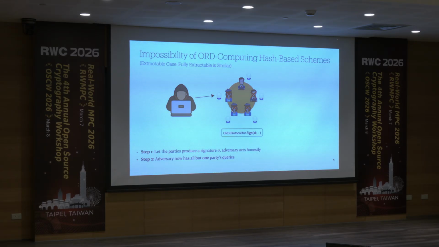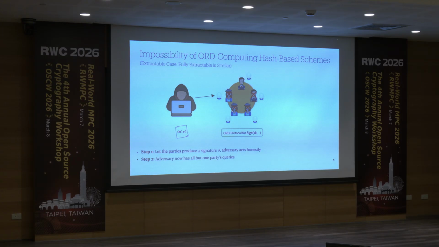We show an attack against this, which is an oracle respecting protocol for signing any hash-based signature scheme which is extractable, and the attack is as follows. So the parties produce a signature, you allow one iteration to pass, and it's in the all-but-one corruption setting, so the adversary has corrupted all but one party, and now the adversary gains access to all these queries that it has obtained.